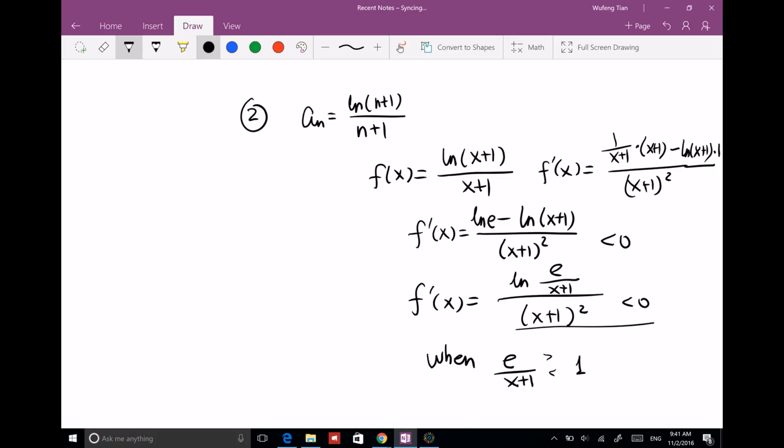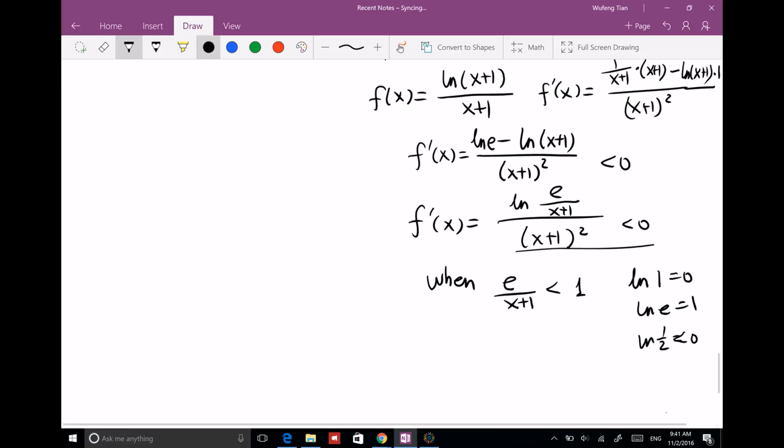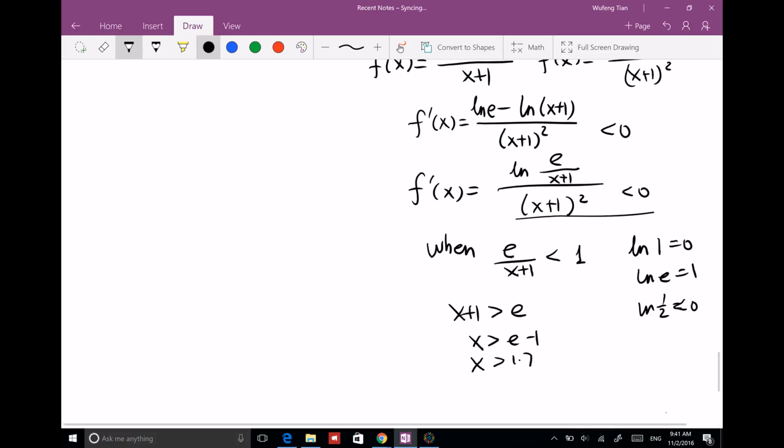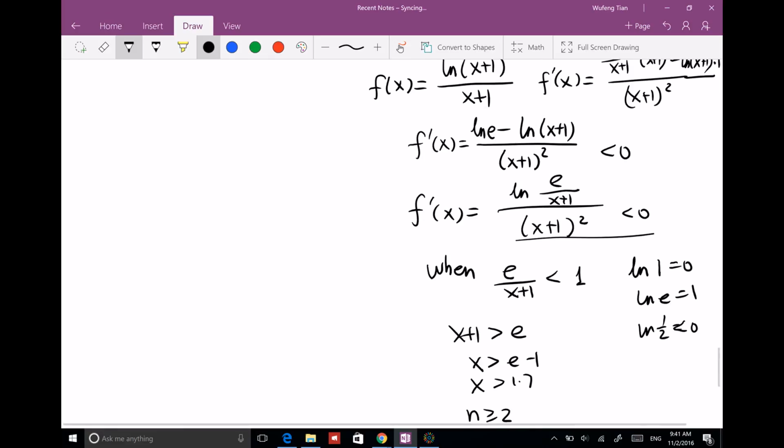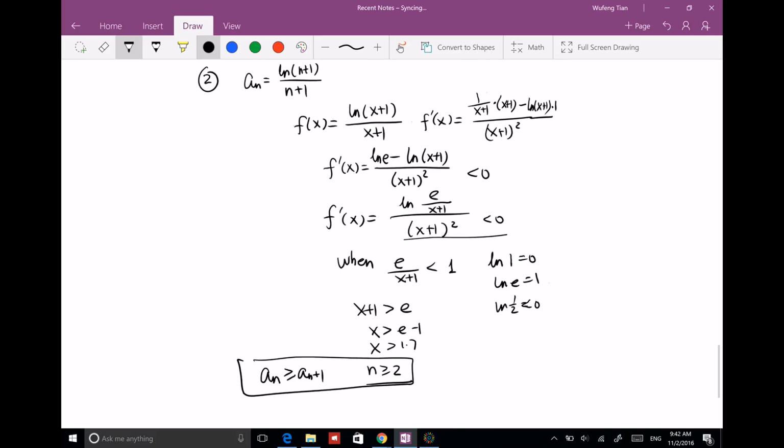So whenever this is less than 1, it is negative. Because you have ln 1 equals 0, ln e equals 1. ln 1/2 is a negative number, for sure less than 0. So whenever x plus 1 is greater than e, x is greater than e minus 1, or x is greater than 1.7. So basically we can safely choose n bigger than or equal to 2. So when n is bigger than or equal to 2, a_n is bigger than a_(n+1) for sure, because when x is bigger than 1.7, it's a decreasing function. So that series is a decreasing series.